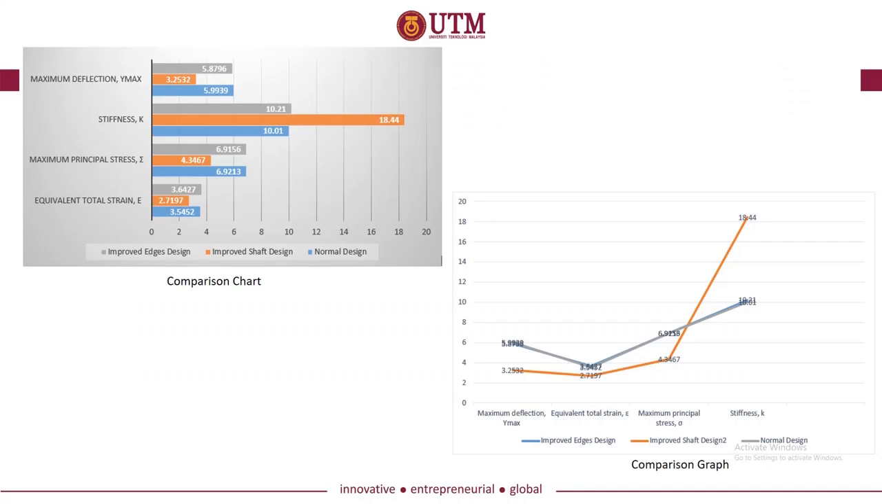The chart and the graph show the differences more clearly. Lower Ymax, stress and strain result in higher stiffness. The racket with improved shaft design is the stiffest out of the three. Although a stiff racket can improve player performance, as mentioned before, a stiff racket is actually not suitable for beginners because wrong stroke technique can cause injury. The edge design has similar properties to the normal design, but it has advantages due to the increase in string bed area and better aerodynamics, referring to the study by Liu in 2014.